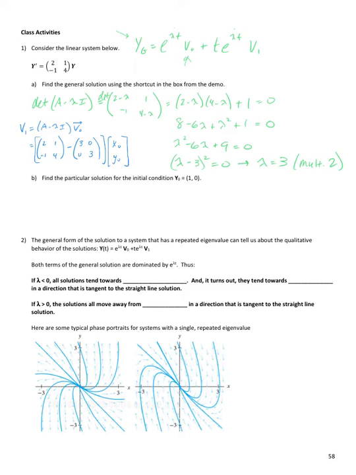Did not leave enough room to do this. Okay. So this is going to be 2 minus 3 is negative 1. 1 minus 0 is 1. Negative 1 minus 0 is negative 1. And 4 minus 3 is 1. Times x naught, y naught. I get negative x naught plus y naught in both entries. So that's my v1.